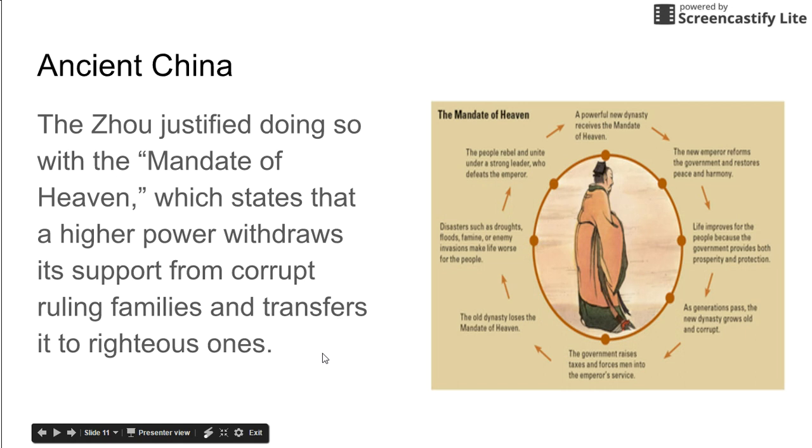The Zhou justified doing so with the so-called Mandate of Heaven, which states that a higher power withdraws its support from corrupt ruling families and transfers it to righteous ones. And this chart here shows you how the Mandate of Heaven was supposed to work.